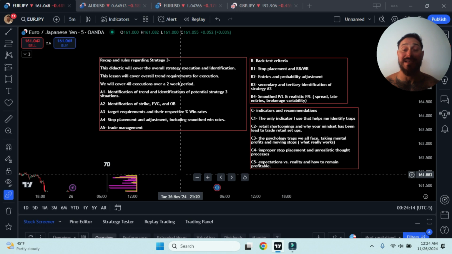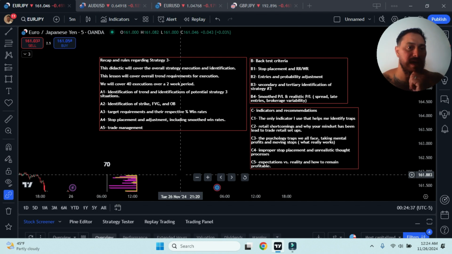The psychology traps we all face, taking mental profits and moving stops, and what really works, which is a huge question for people. When to take profits, what is the appropriate risk to reward, and where your stops should be. Improper stop placement and unrealistic thought processes, and expectations versus reality, and how to remain profitable.